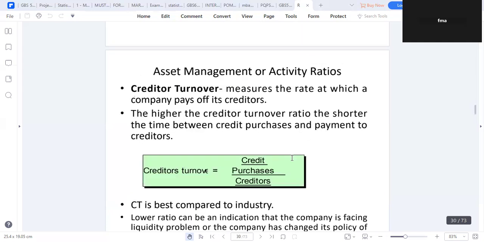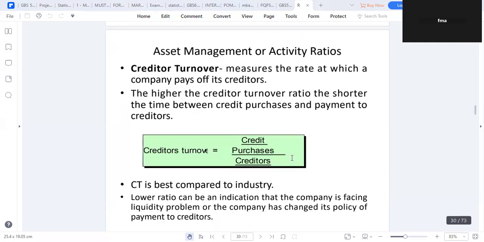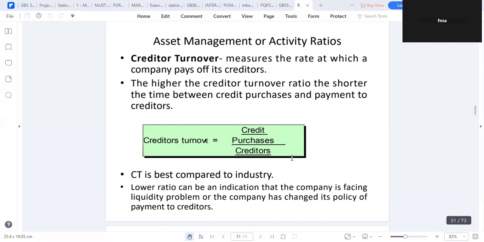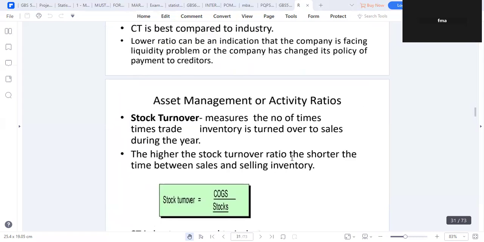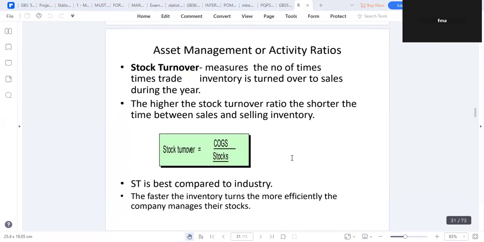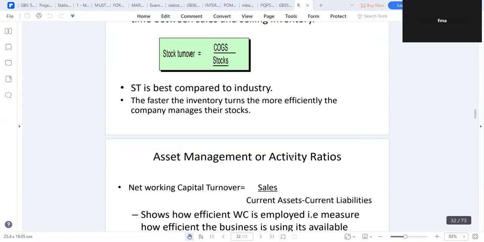Then we also have the creditors turnover, which measures the rate at which a company pays off its creditors. So it may be given by credit purchases over creditors times 360. If you have a higher creditors turnover ratio, it means you have a short time between your credit purchases and payment to your creditors. So this one is compared to the industry average. We also have a stock turnover, which means the number of times inventory is turned over to sales. So the higher the stock turnover, it means the shorter period between the sales and selling inventory. So we measure this against the industry.